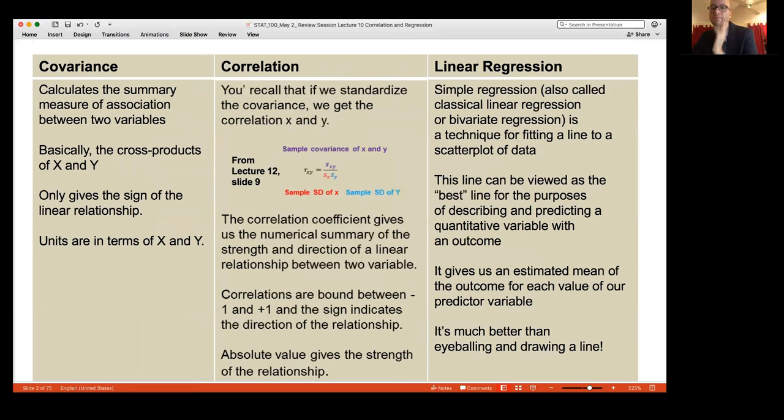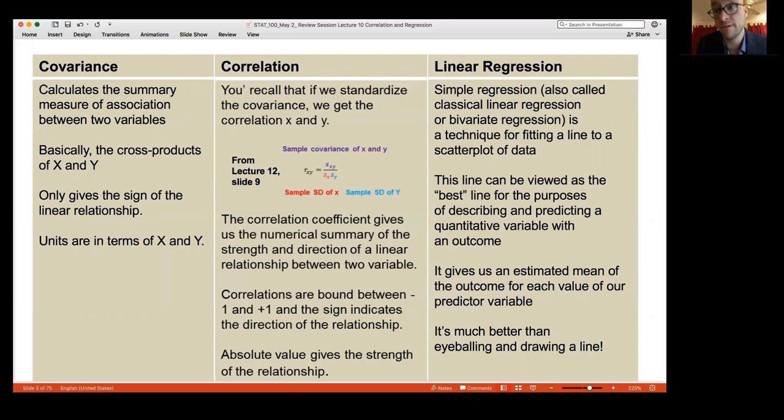from the previous lecture, you should remember this equation. What is the correlation that we typically refer to with the letter R and with the subscripts X and Y? If we want to indicate the correlation of X and Y, then it equals the sample covariance of X and Y, that's in the numerator, it's in purple, divided by the sample standard deviation of X multiplied by the sample standard deviation of Y. The product of the sample standard deviations of X and Y is in the denominator, and the sample covariance is in the numerator in purple.